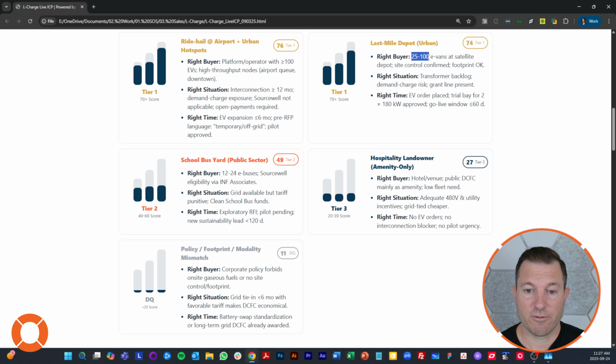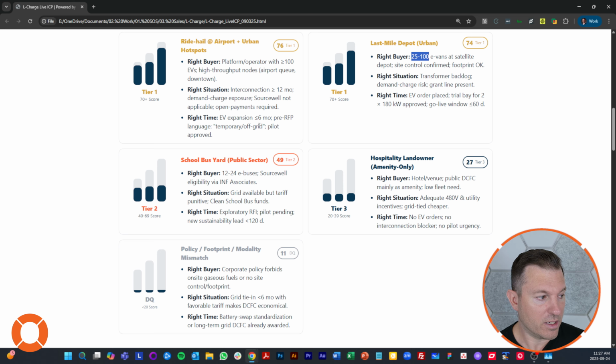Now, from there, the nuances get even more specific. As an example, a ride hail at an airport might score a 76 out of 100. This is actually a really great score. Don't think of it like school, where a 76% is kind of okay, but not really getting those straight A's. No, this is actually still a really good score. If it's anything over a 70, this is a tier 1 opportunity that you need to go all in on right now.